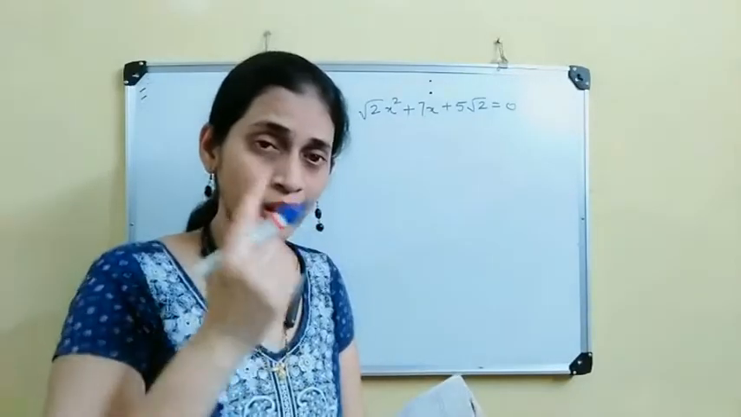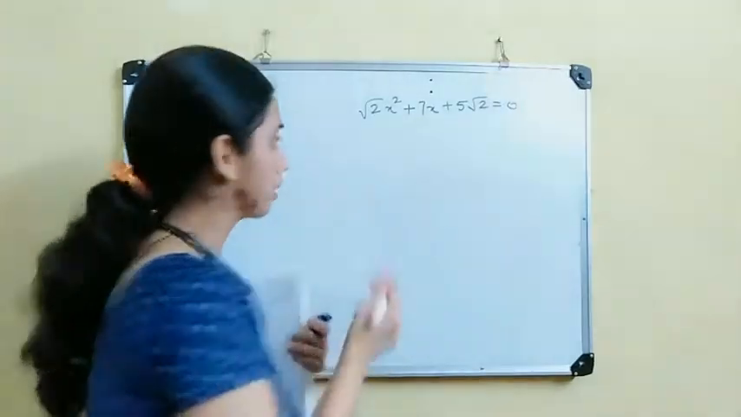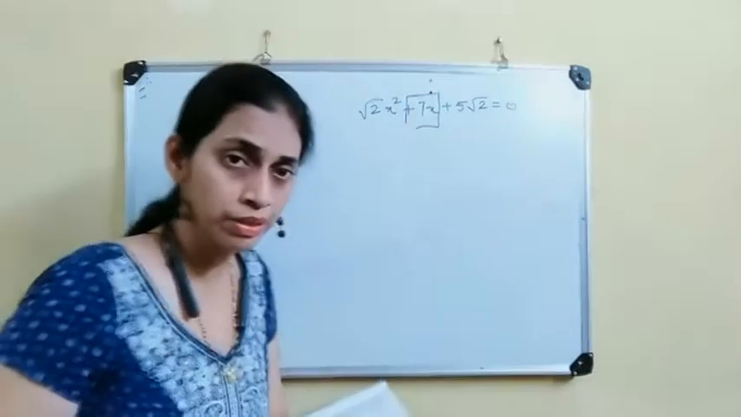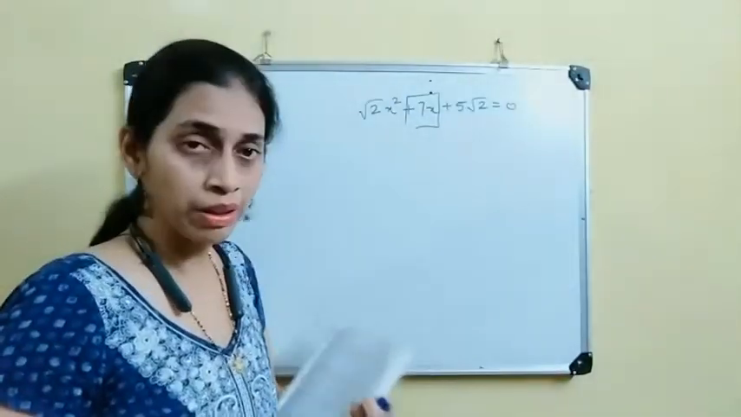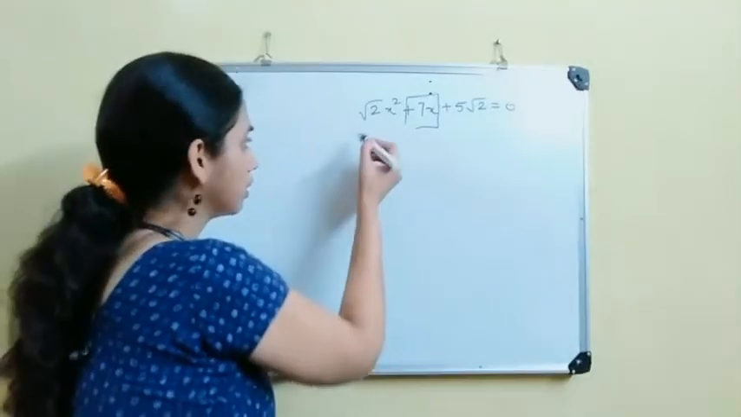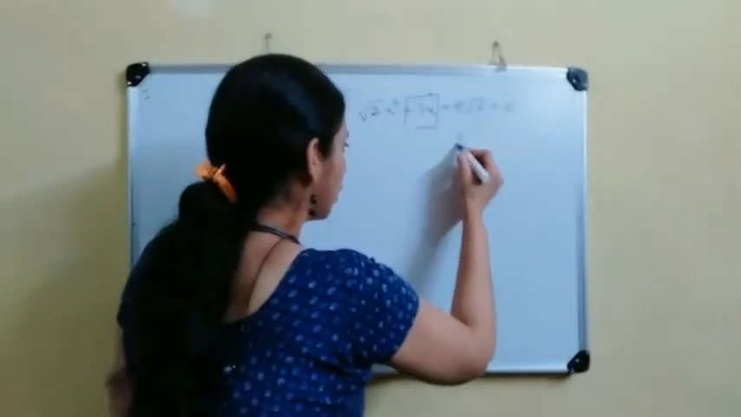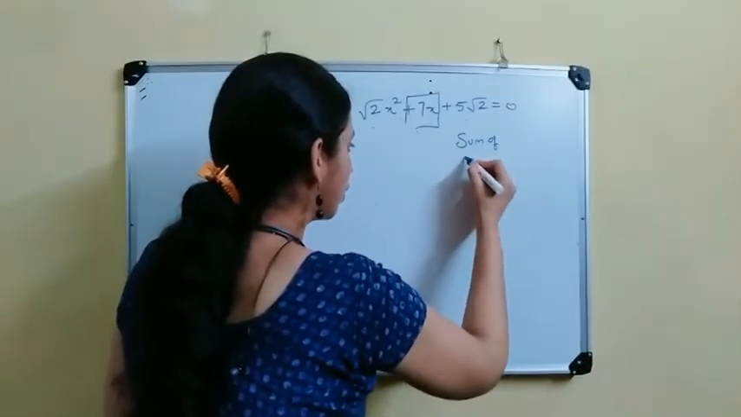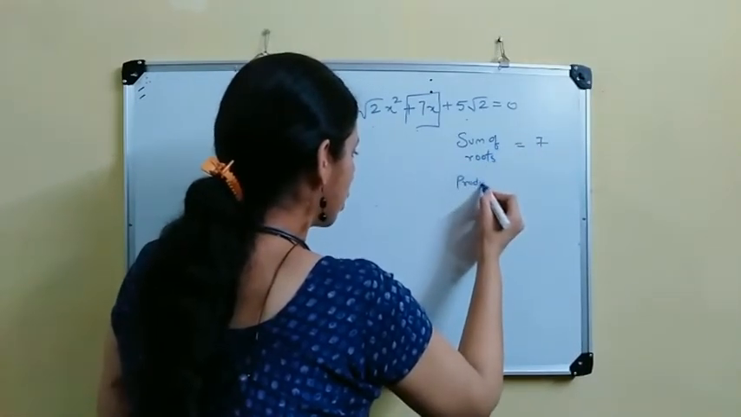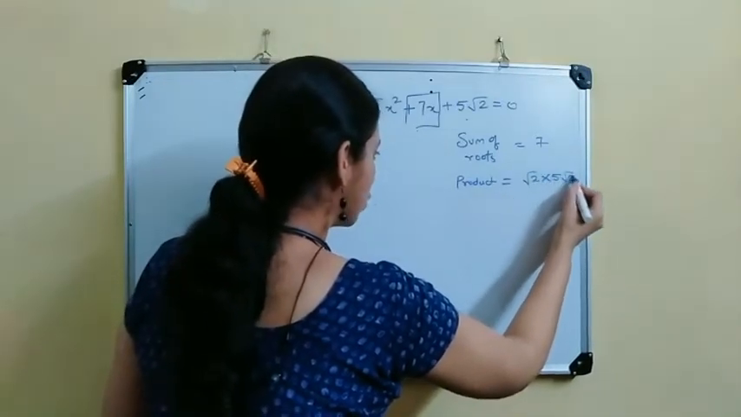You have to use the very first method, which is factorization. Factorization is splitting the middle term. Herein your middle term is 7x. Correct? So first you just carefully listen to what I am telling. Herein this is your first term, this is middle term and this is last term. So sum of roots is 7 and product is equal to root 2 into 5 root 2.